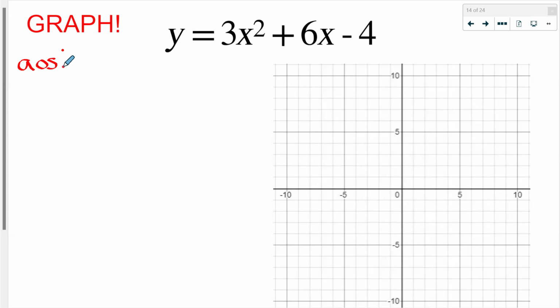To find our AOS, it's the opposite of B. So B is 6, so negative 6 over 2 times A, which is 3. So we have negative 6 over 6, which equals negative 1.